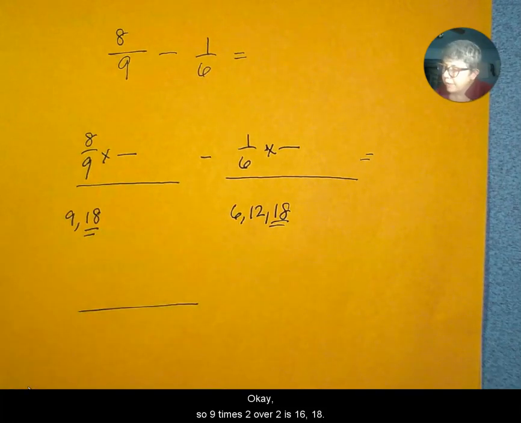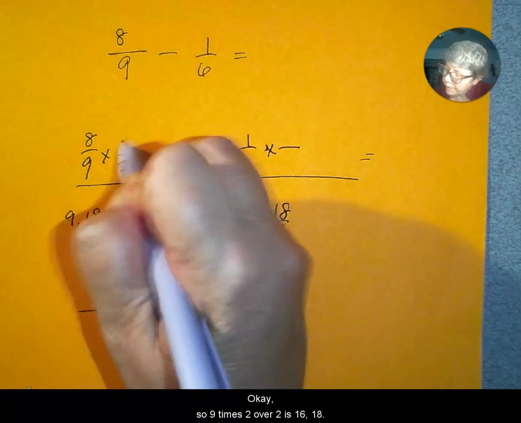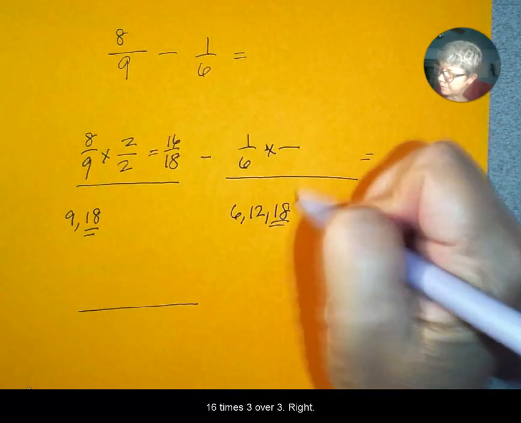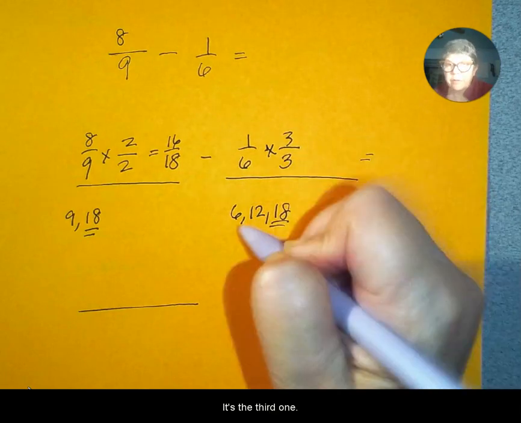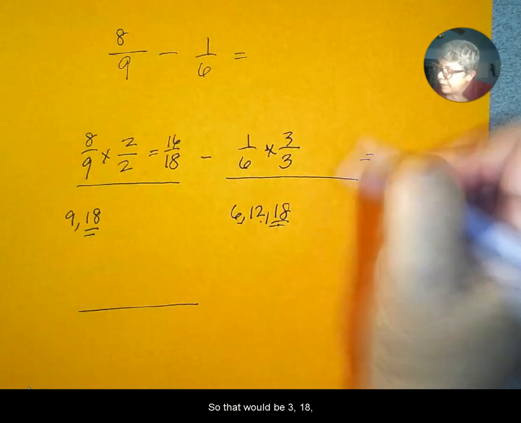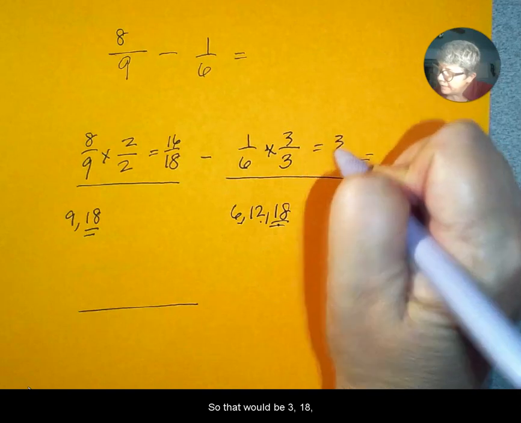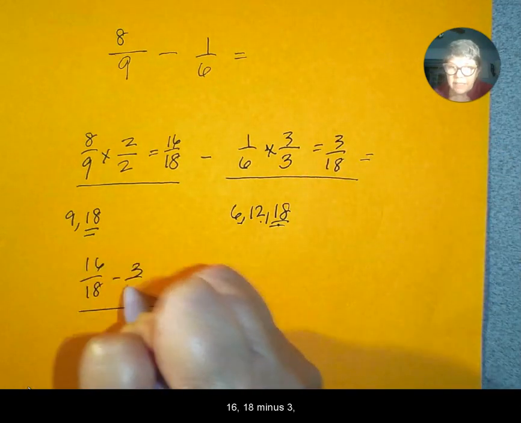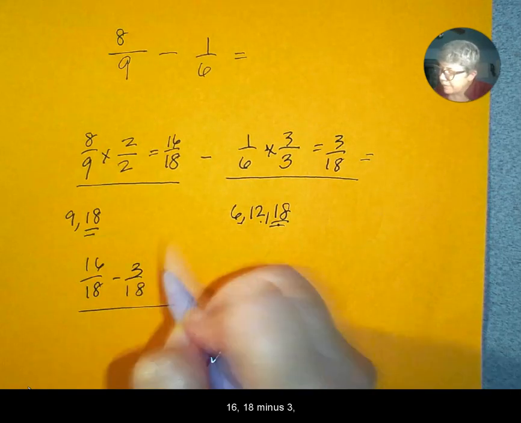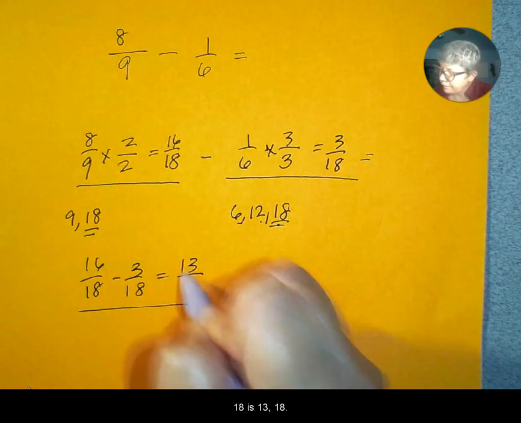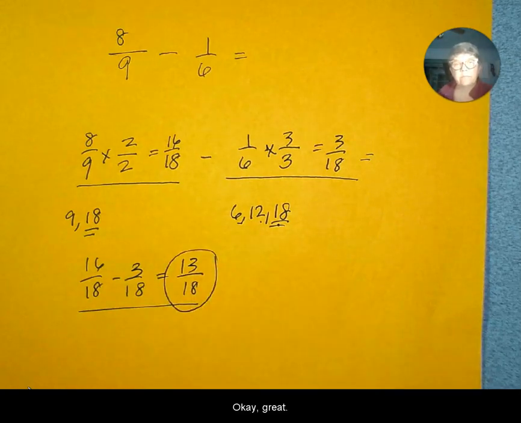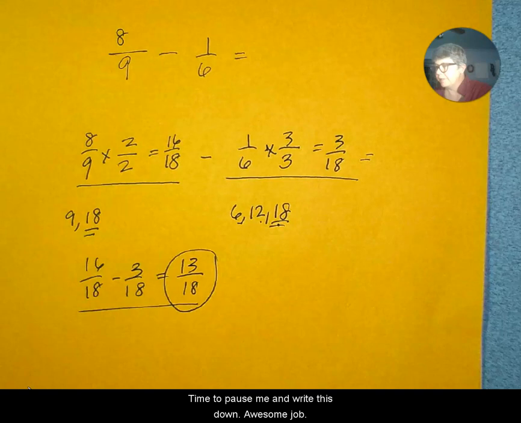Okay? So 8/9 times 2/2 is 16/18. 1/6 times 3/3, right? It's the third one. So that would be 3/18. 16/18 minus 3/18 is 13/18. Okay? Great time to pause me and write this down.